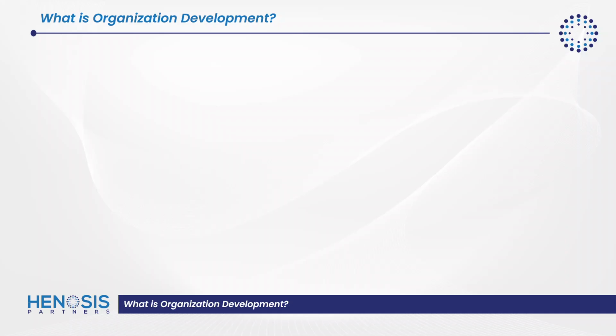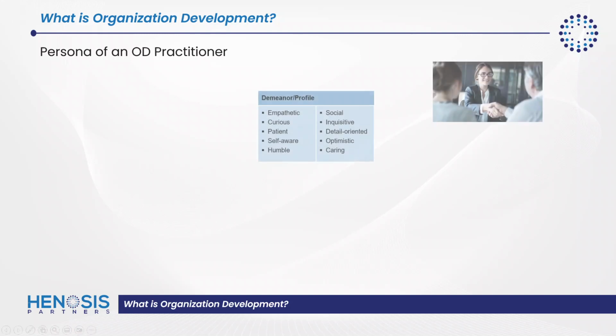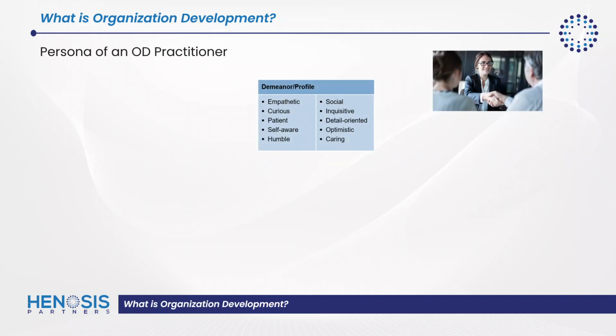All right, now that we've defined what organization development is, including discussing the three major forms of OD, let's understand better what is the persona of an OD practitioner. We begin by discussing the demeanor or profile of an OD practitioner. And an OD practitioner is reflective of many things. They are empathetic, curious, patient, self-aware, humble. They're social, inquisitive, detail-oriented, optimistic, and caring individuals.